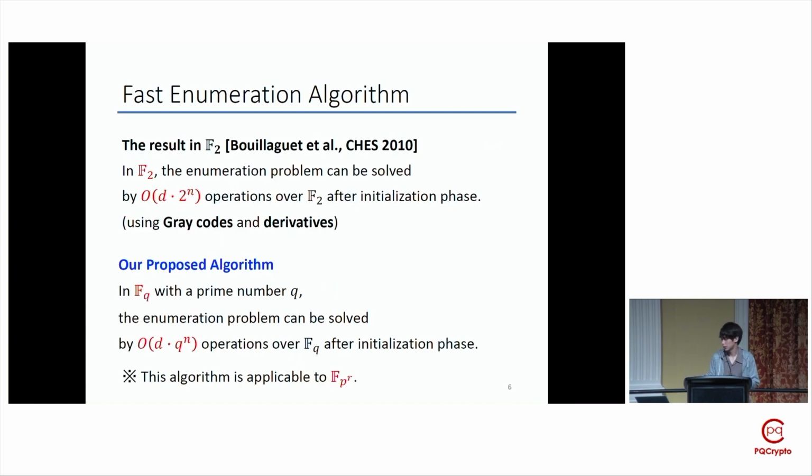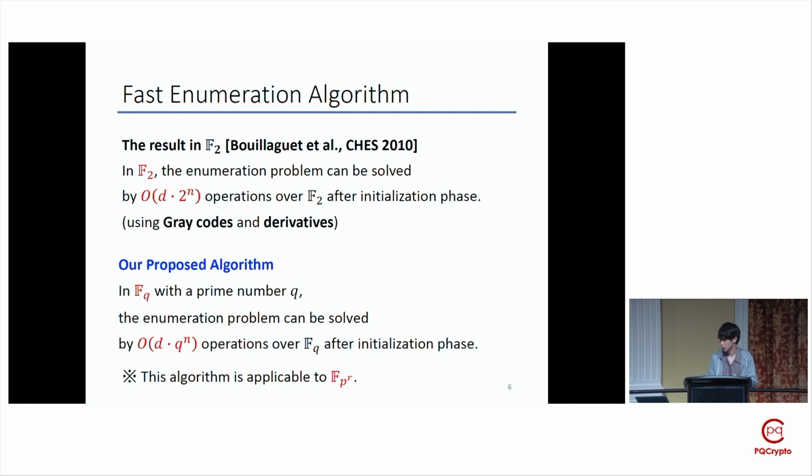But there exists a faster enumeration algorithm in the binary field case, proposed by Bouillaguet et al. at CHES 2010. They show that in the binary field, the enumeration problem can be solved by only order d times 2^n operations after a negligible initialization phase. This algorithm is constructed by using Gray code and derivatives.